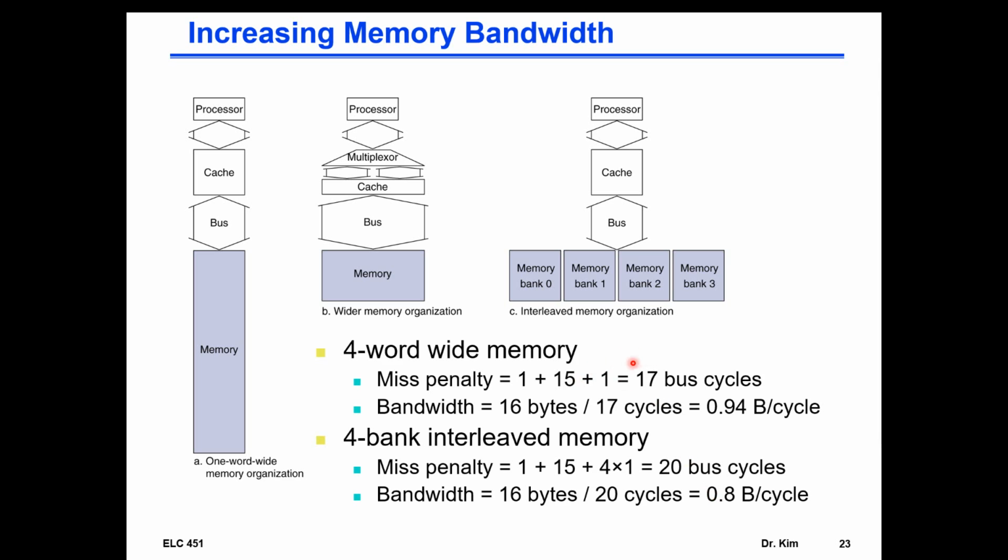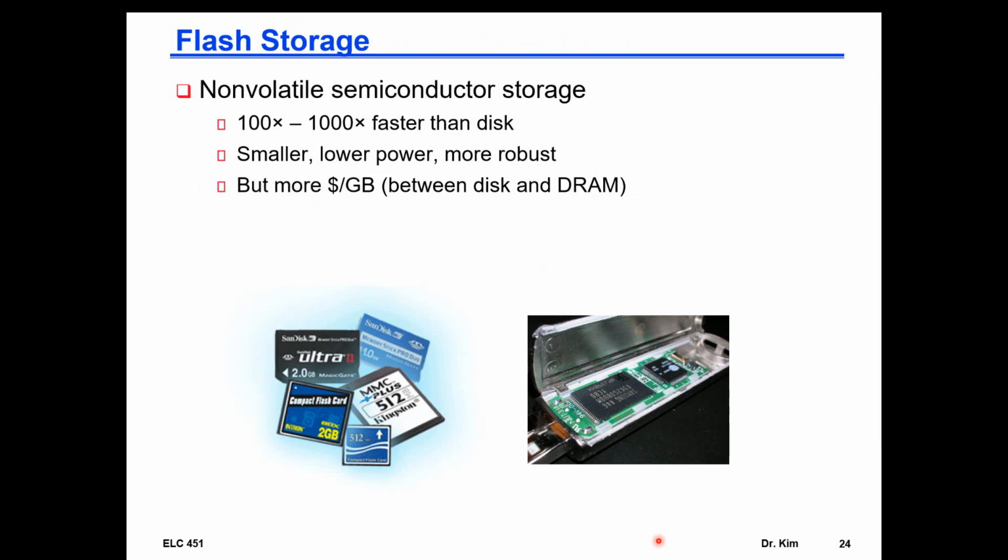This would be 17 best case, worst case 4 times 17, so 68, and this is 20 without the problem of the wide bus. So that's pretty good. So that's why we use this. All right, so what else about storage?